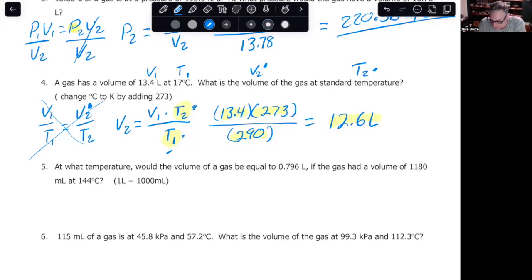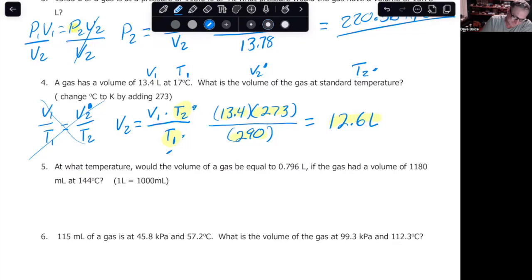I would have just moved on and left it like that if it wasn't for the fact that I looked at it and said, wait a minute, this is supposed to be a direct relationship. So one goes up, the other goes up, one goes down, the other goes down. My volume should be going down, not up. What did I do wrong? And so I rewrote it.